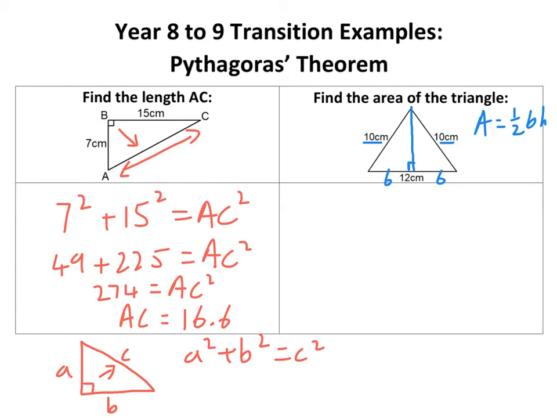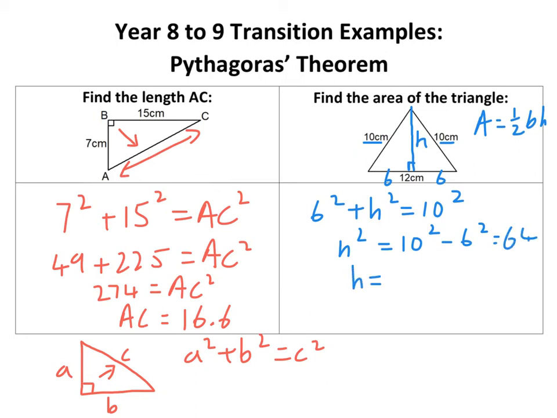So now in this case, the height, h, is, so what is it, a squared plus b squared, so we've got 6 squared plus h squared equals 10 squared, so h squared equals 10 squared minus 6 squared, which is, what's that, 64, so h equals 8. Alright, and then I can do my half base times height, can't I? Half times 12, don't forget to use the whole base, times 8, which is 48 centimetres squared.